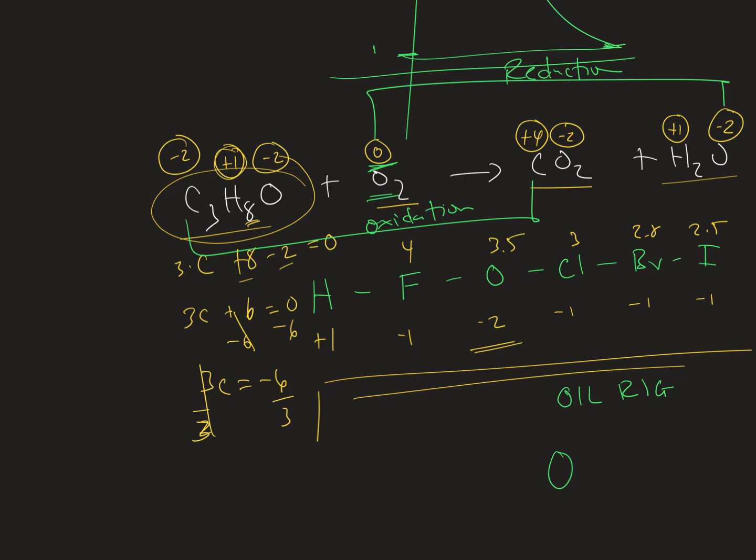Okay, and why was carbon -2 there and +4? We figured it out using this stuff, right?